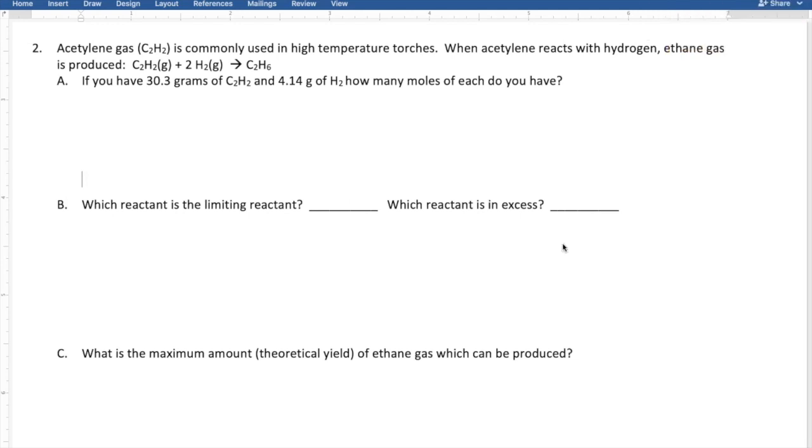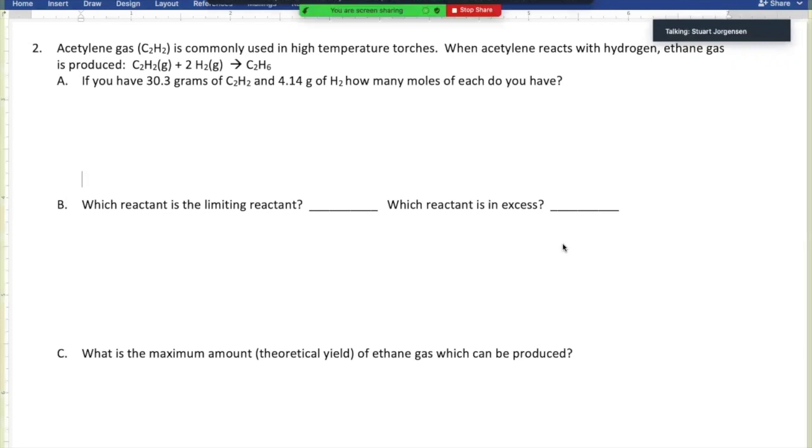So this is on handout 3.6. I'm going to go ahead and just run through number 2 real quick. Number 2 on there is a good example of these types of calculations. It's a real nice one to be able to look at what's going on for our calculations. So acetylene gas is commonly used in high temperature torches. When acetylene reacts with hydrogen, ethane gas is produced, and then we're given a balanced chemical equation.